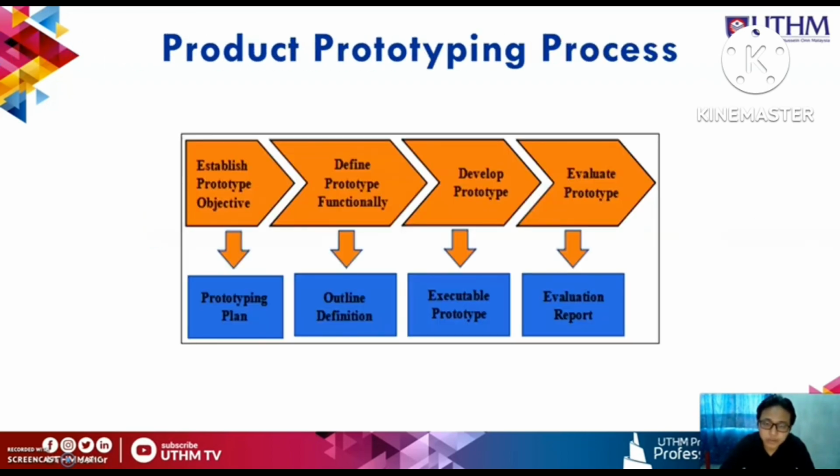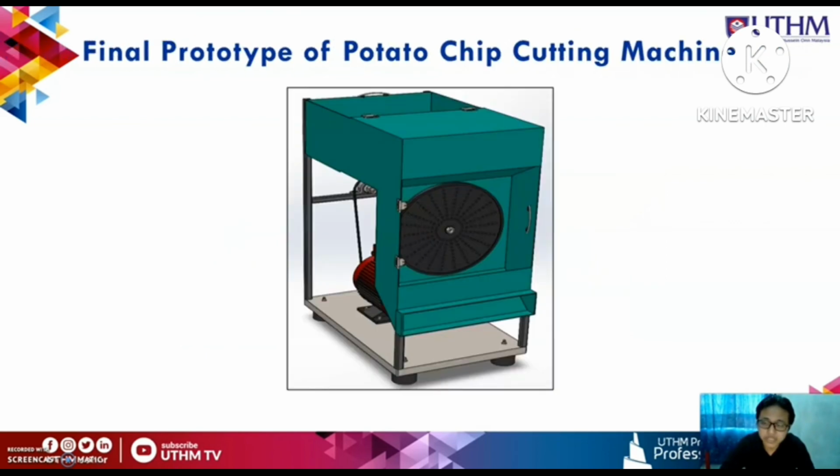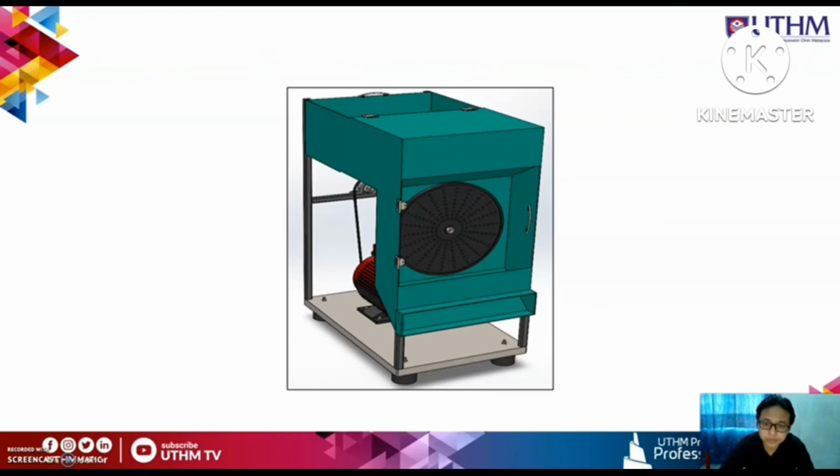We go through the product prototyping process. First, we establish the prototype objective, which is we plan the prototype. Second, define prototype functionality, where we outline the definition. Third, we develop the prototype, which is we execute the prototype. And last but not least, we evaluate the prototype, where we make an evaluation report. So this is our final prototype of the potato chip cutting machine.